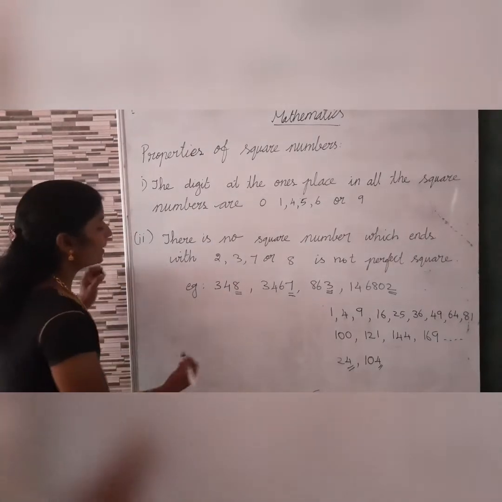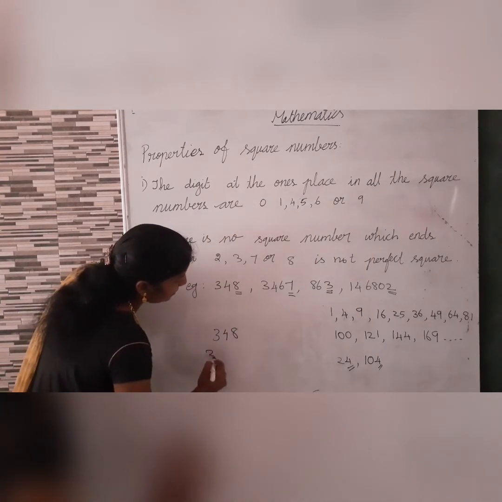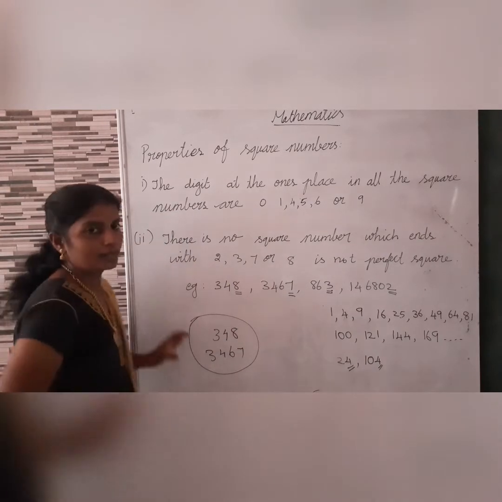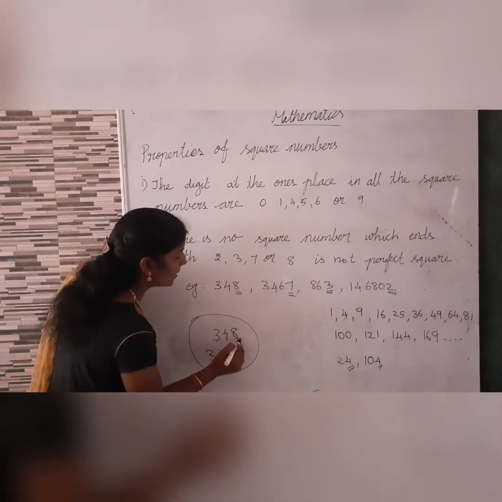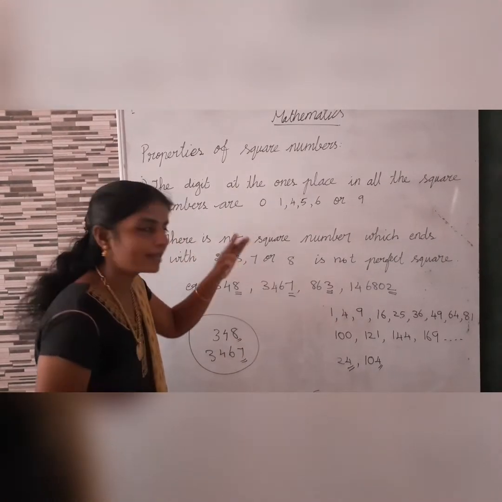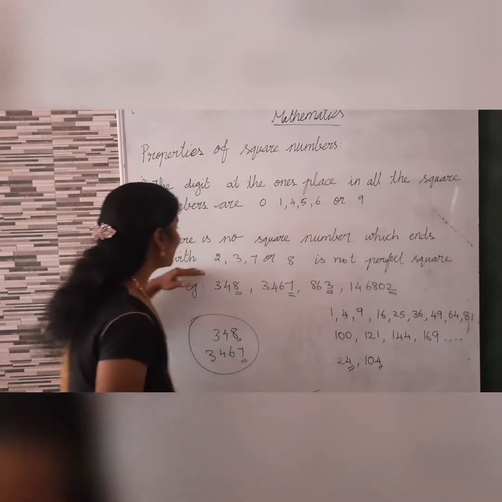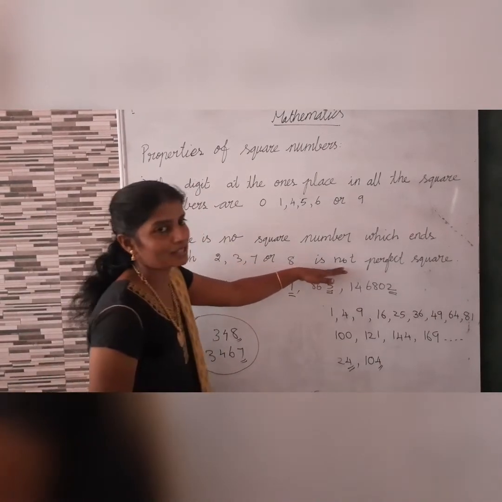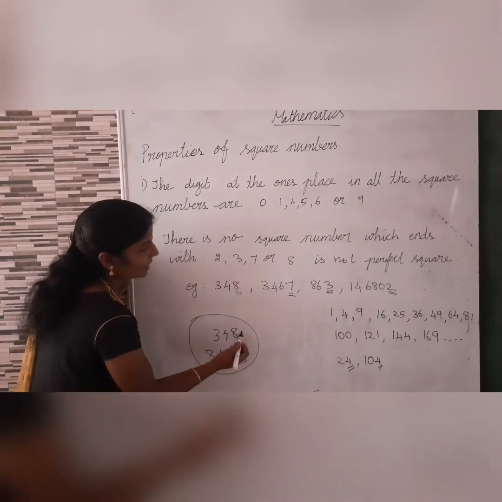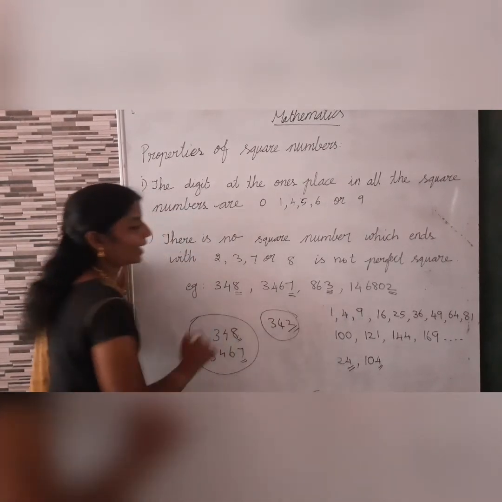Suppose a number is given, 348. Then 3467. Is this a square number or not? How to identify? Just look at the ones place. Ones place we have 8. Suppose ones place is 8, this is not a square number because of that property. What's the property? There is no square number which ends with 2, 3, 7, 8. The end number is 2, 3, 7 or 8. Then 2 also, 342. The ones place is 2, so this is not a square number.